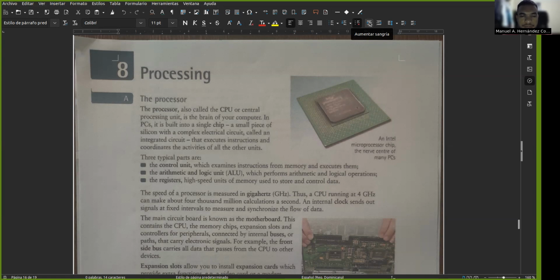The speed of a processor is measured in gigahertz. Thus, a CPU running 4 gigahertz can make about 4,000 million calculations a second. An internal clock sends out signals at fixed intervals to measure and synchronize the flow of data.